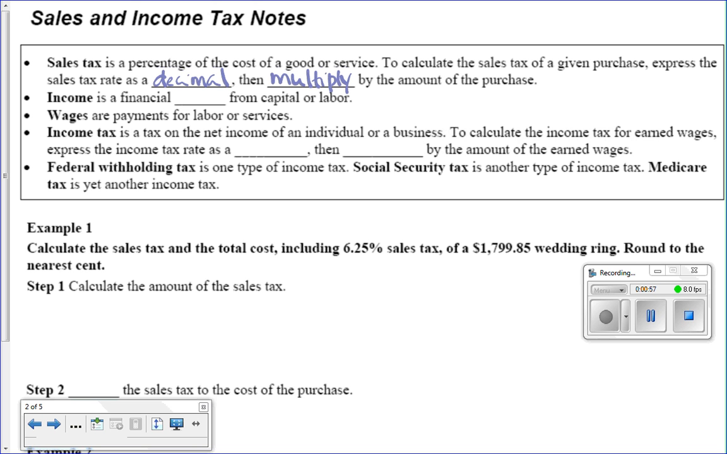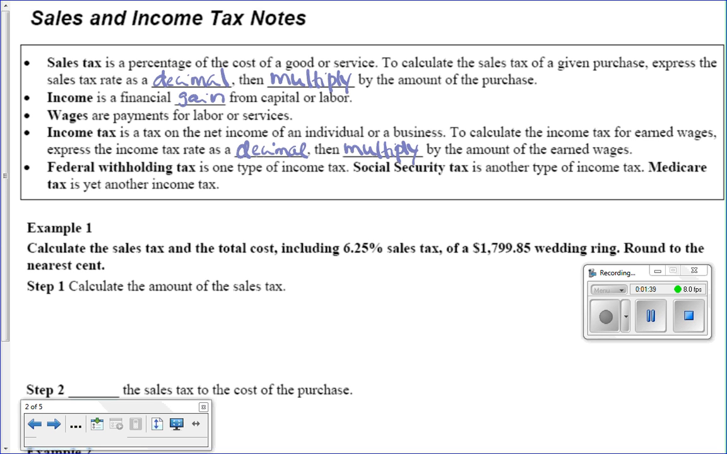Income. Okay, so that's your salary I was talking about. Income is a financial gain from capital or labor. Wages are payments for labor or services. Income tax is a tax on the net income of an individual or a business. To calculate the income tax for earned wages, express the income tax rate as a decimal. Same process. Then multiply by the amount of the earned wages.